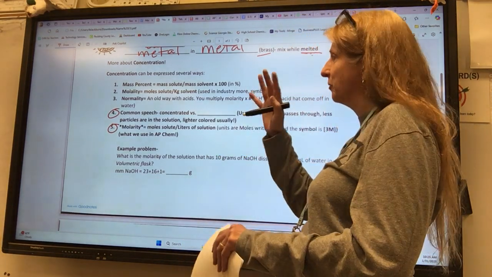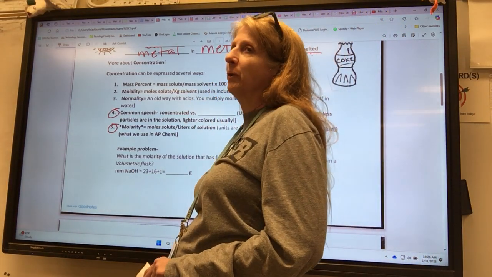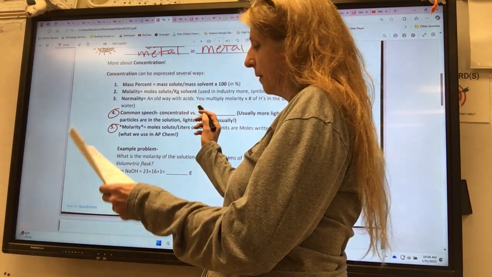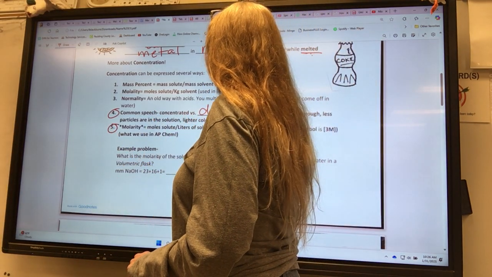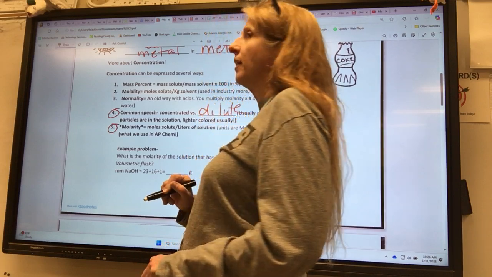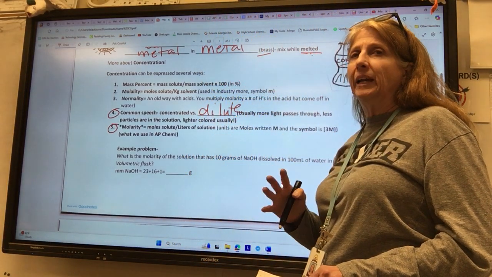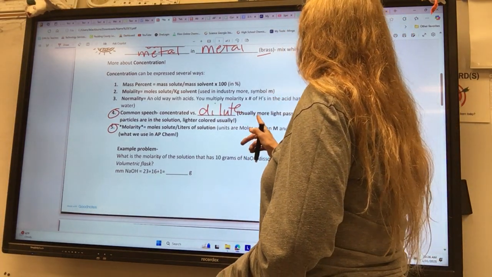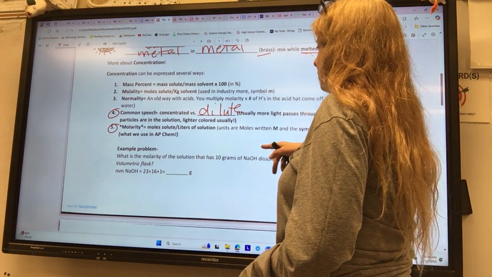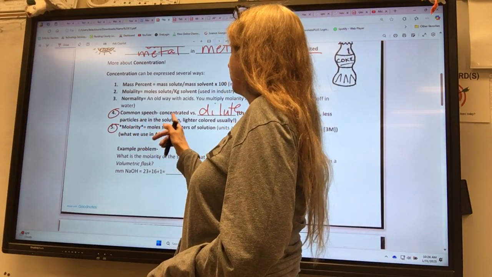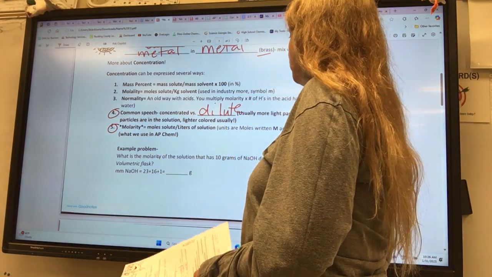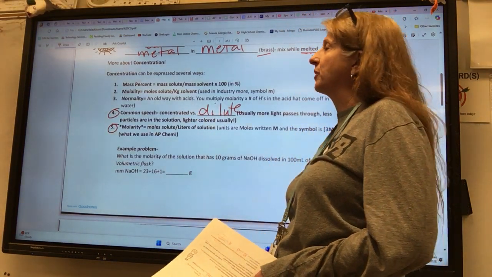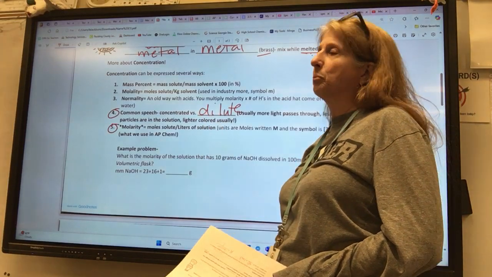What is this? I had to Google it and look it up, see what its actual regular molarity was. So in common speech, we talk about things being concentrated versus dilute, and we're actually going to use that speech in the lab that we're going to be doing. Also, more light usually passes through dilute. There are usually fewer particles in the solution for dilute, so it's usually lighter in color. So we're going to do a lab using spectrophotometry based on those principles.